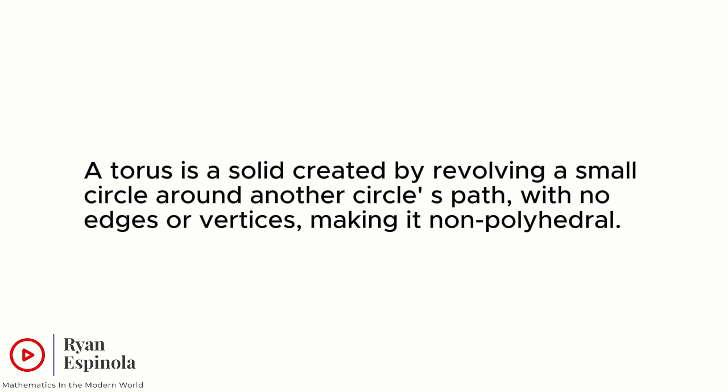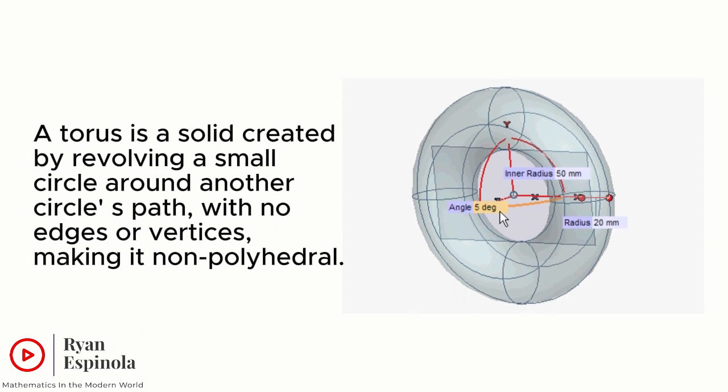A torus is a solid formed by revolving a small circle along a line made by another circle. It has no edges or vertices, and therefore a torus is not a polyhedron.